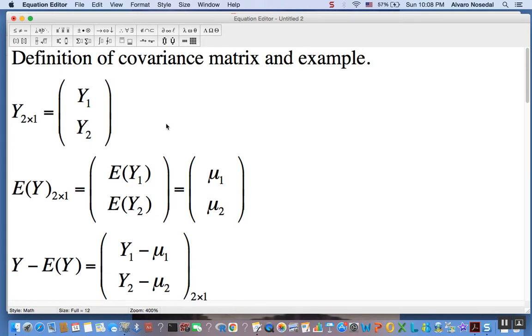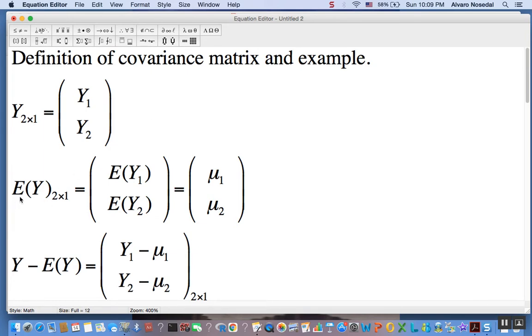So we know that a random vector is just a vector that is formed by a bunch of random variables as its elements. Okay, so in this case we have a 2x1 random vector, so that means that the first element and second element of that vector are random variables.